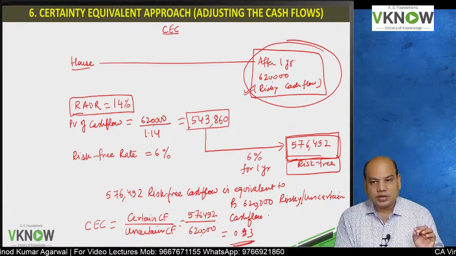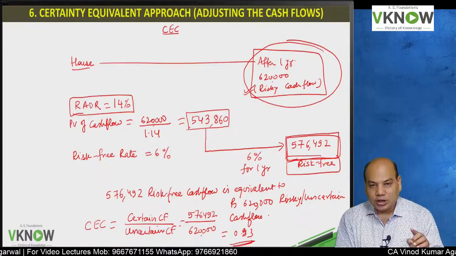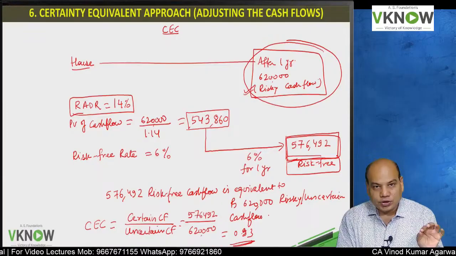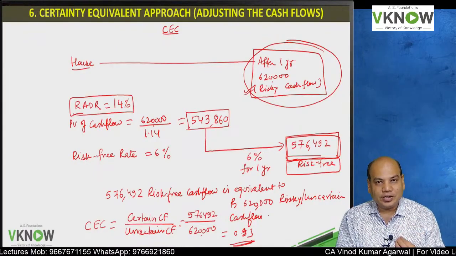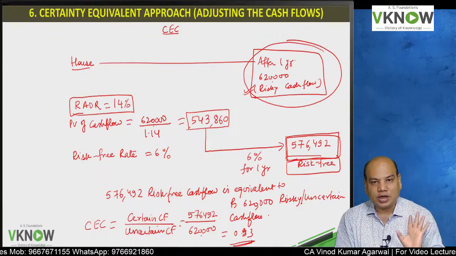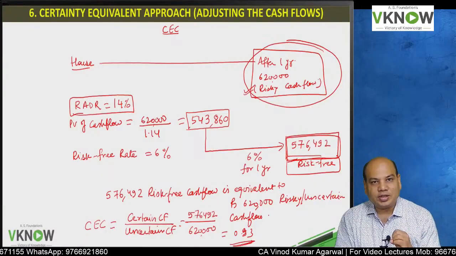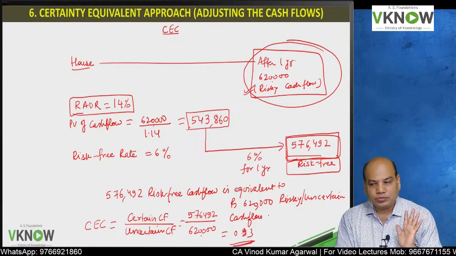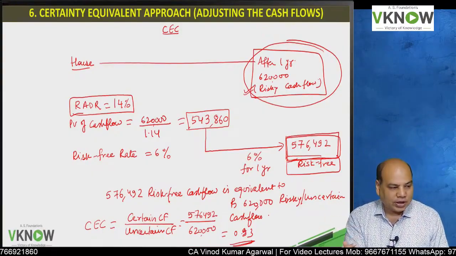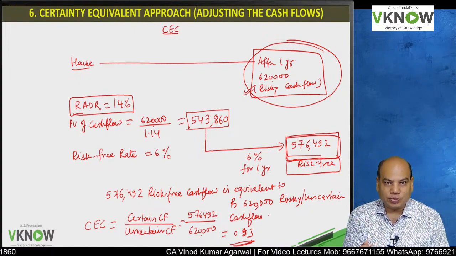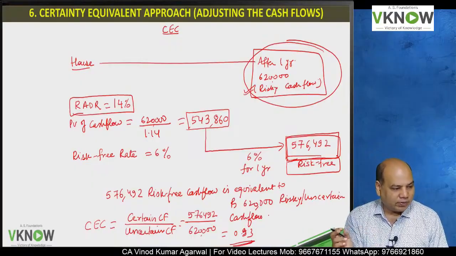If uncertain cash flow is rupee 1, its equivalent certain cash flow is 0.93. Management is willing to accept 0.93 against 1 rupee risky cash flow. If risky cash flow is 1 rupee, management is willing to accept 0.93 if the risk element is removed. So what we do in the certainty equivalent approach is convert risky cash flow into risk-free cash flow, and then we use the risk-free discount rate to arrive at present value.